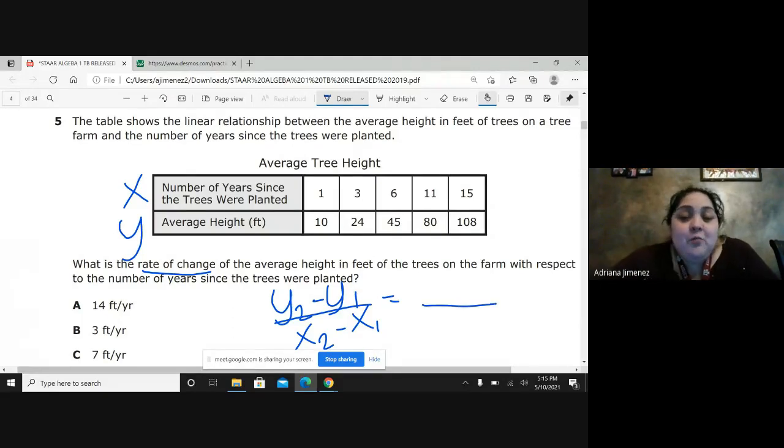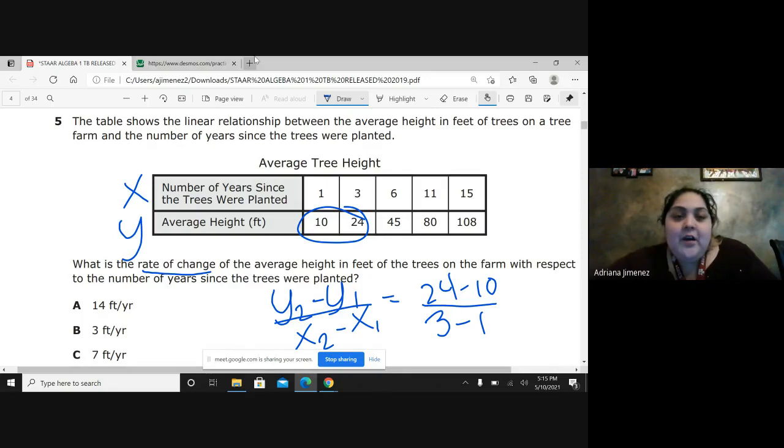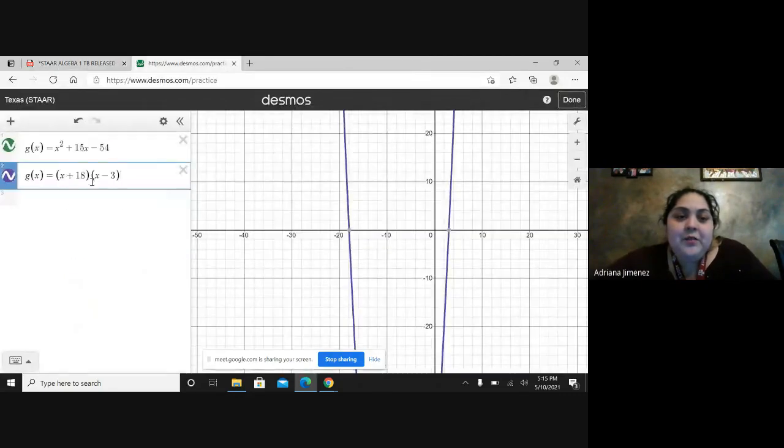So we just pick two y values. I'm going to pick these two just because they're in the front. So it's 24 minus 10. And at the bottom, it's 3 minus 1 because I have to match up the 24 with its x value. All right. Well, when I go up here to Desmos, I just click the division bar. Okay. And there it goes.